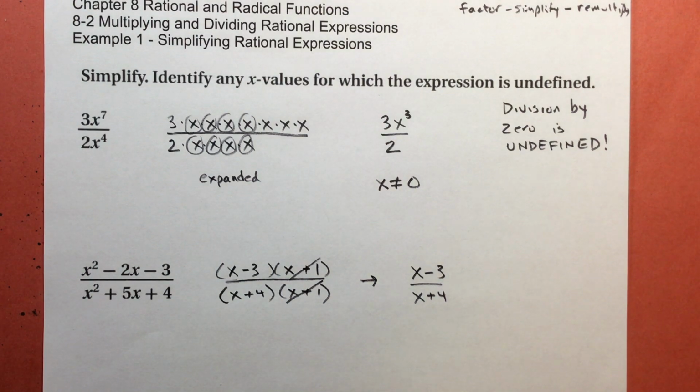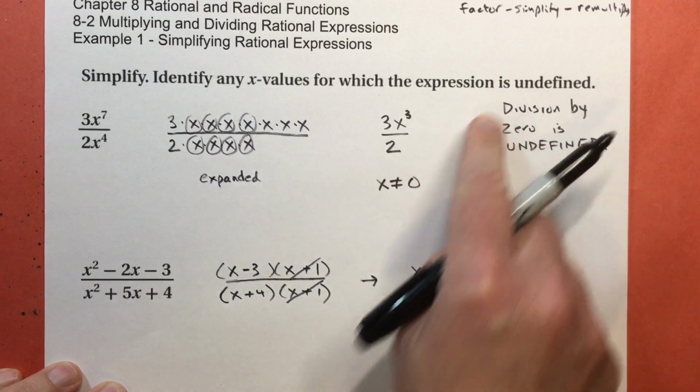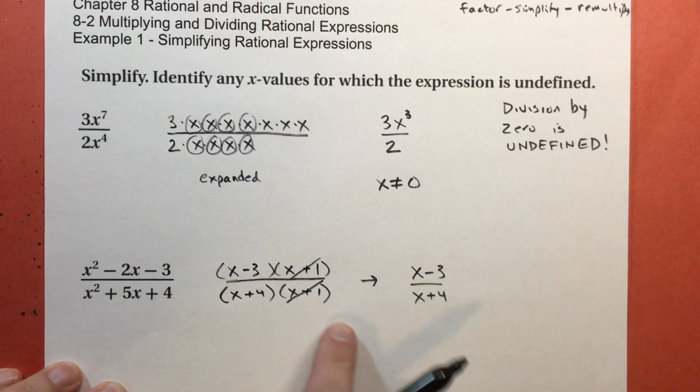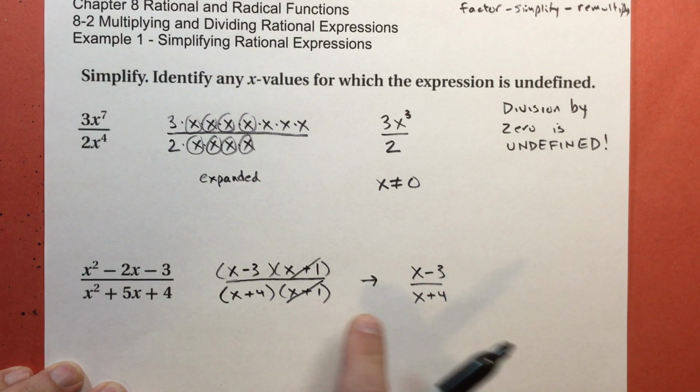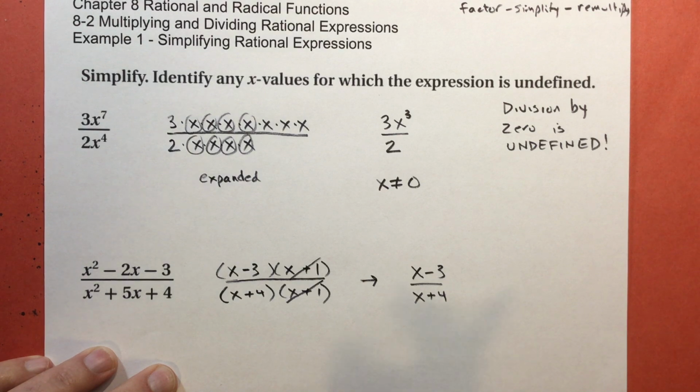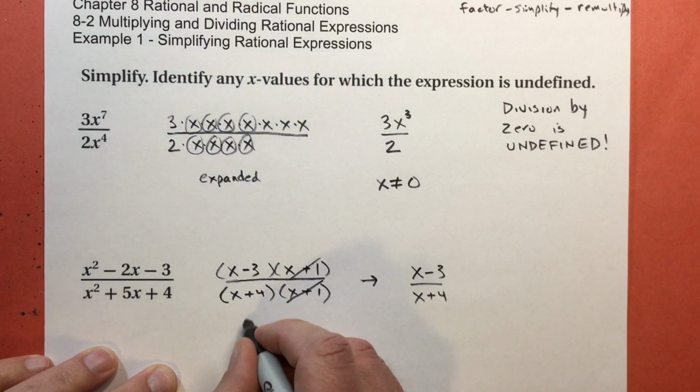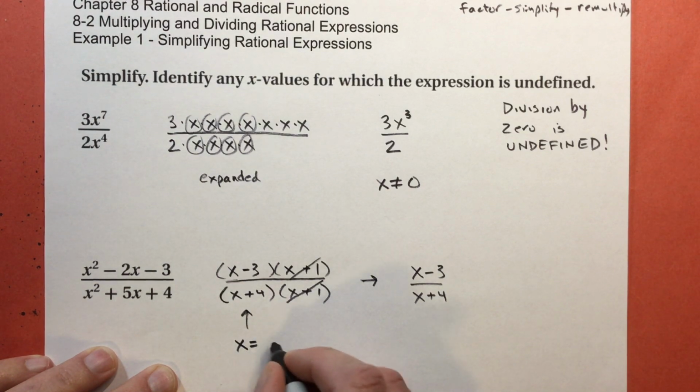Now I have to decide what's going to make the expression undefined. Well, check out the bottom, and this is why I don't like drawing the line through it. Something times something, if those things equal 0, then my denominator is going to be 0. And remember, I don't want my denominator to be 0. So I don't want x plus 4 to equal 0. I don't want x plus 1 to equal 0. Well, what's going to make x plus 4 equal 0? If I say x equals negative 4, that's going to be 0. So don't let x equal negative 4.